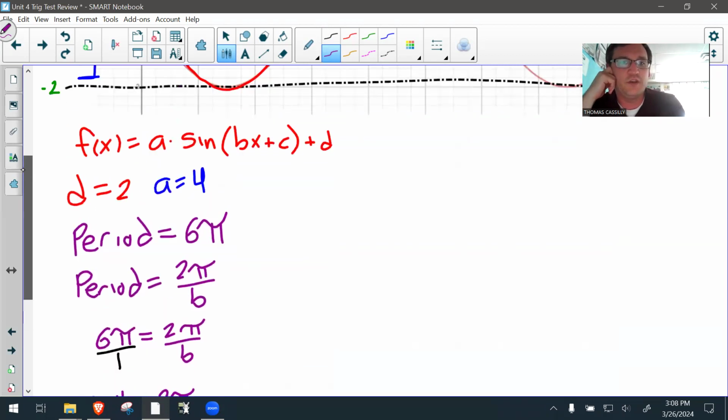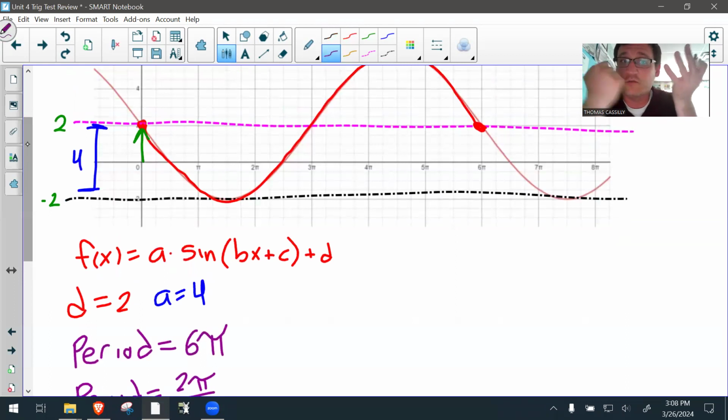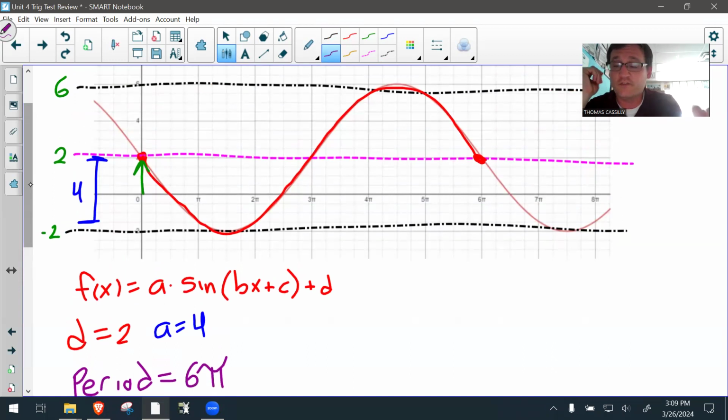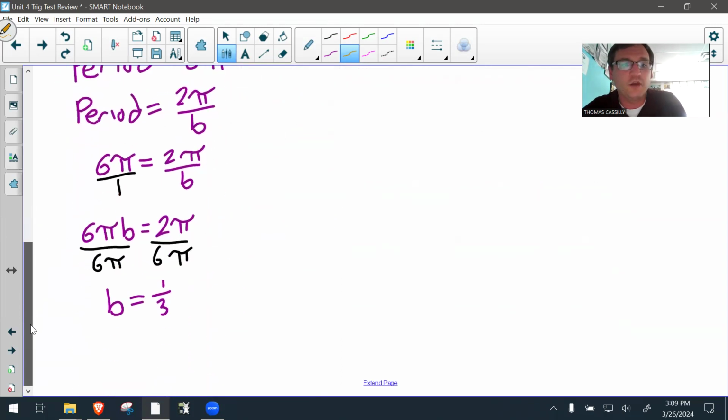The last thing we need to do is figure out our phase shift. How far to the left and how far to the right is this thing being pushed? Well, luckily, none. Normally it starts at 0 and it's still starting at 0. It's just being shifted up a little bit here. So that tells us right off the bat that the c value equals 0. So now we have everything we need, so we can plug it all in.